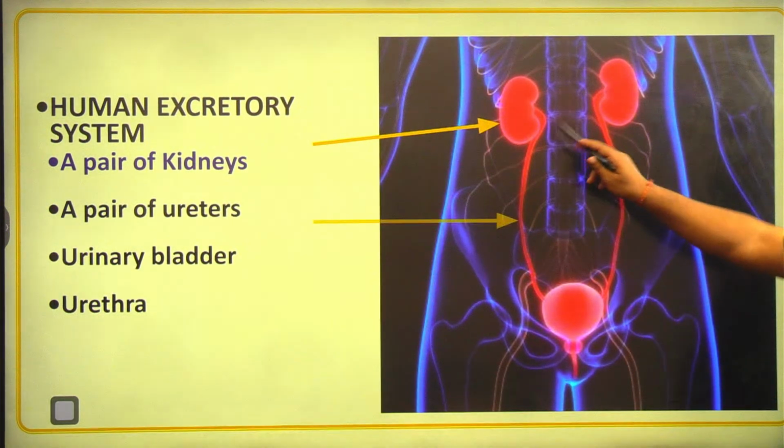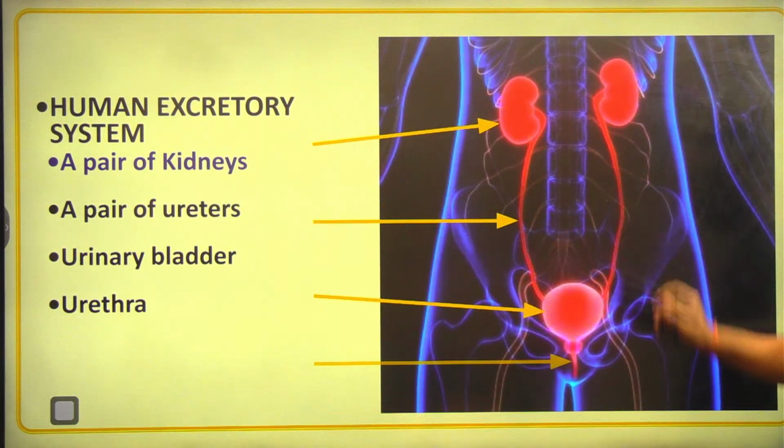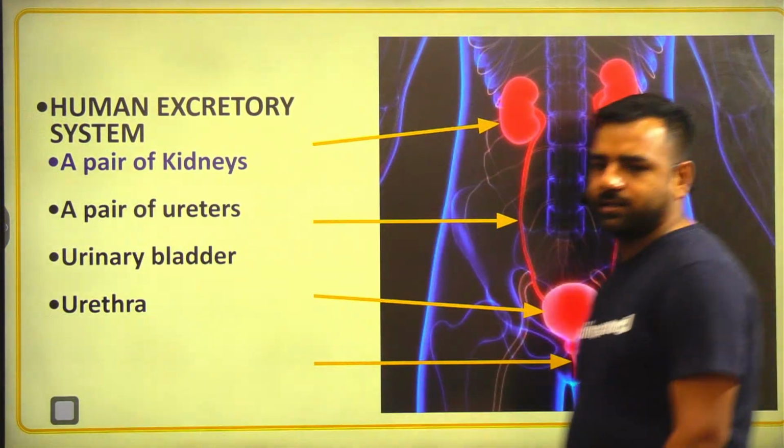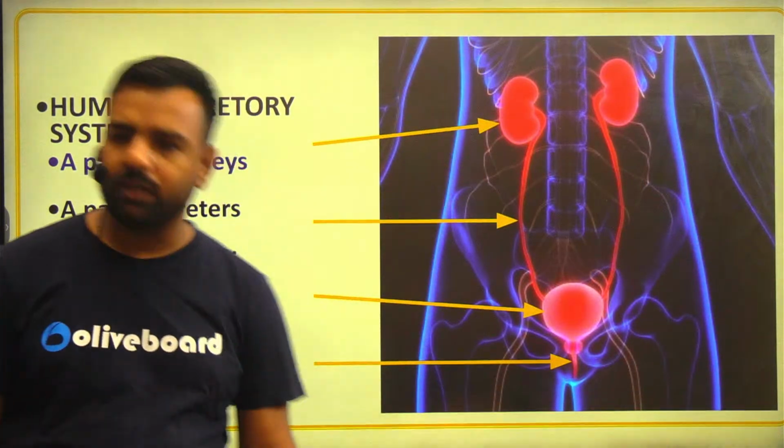So that's the structure. We have a pair of kidneys. These are the pair of ureters. We have a urinary bladder here, and this is the urethra from which the urine and the sperm pass. This part is clear. Proceeding further.